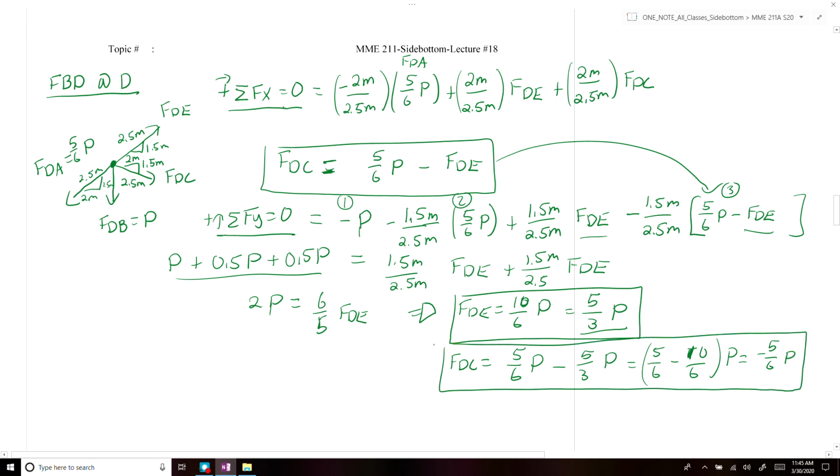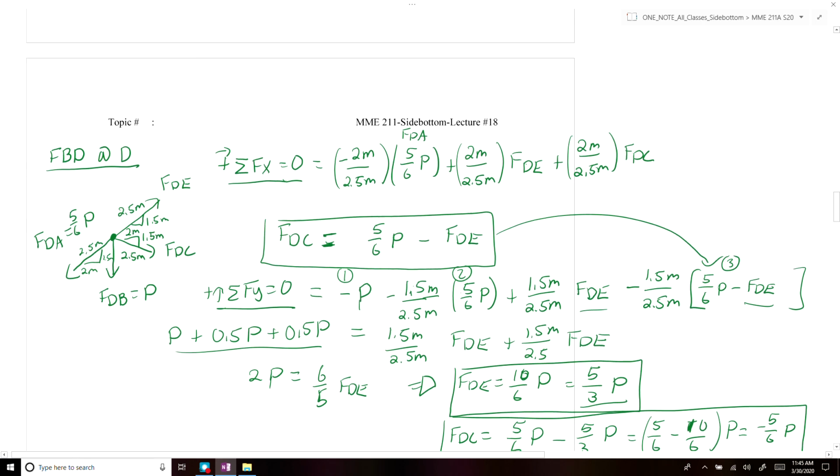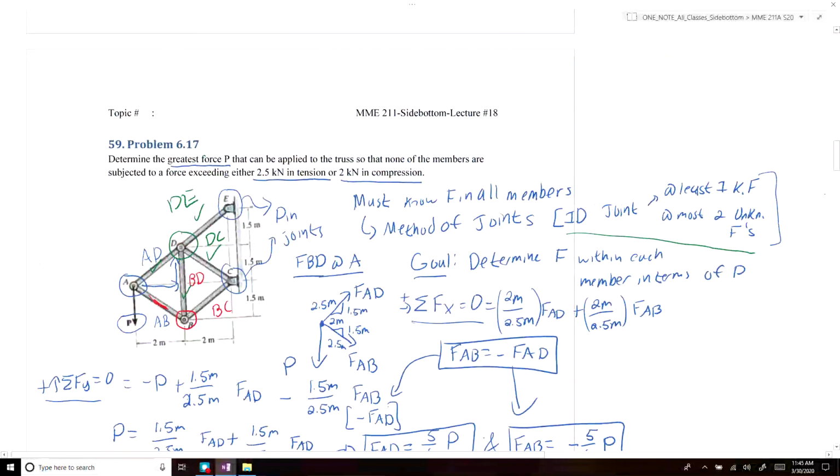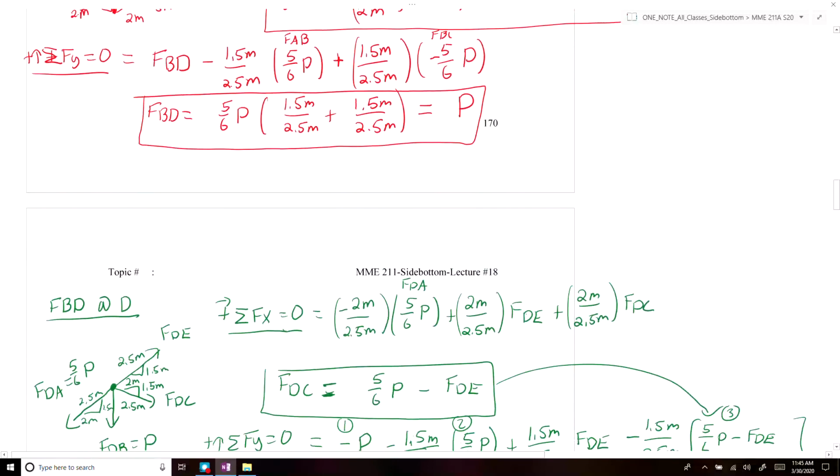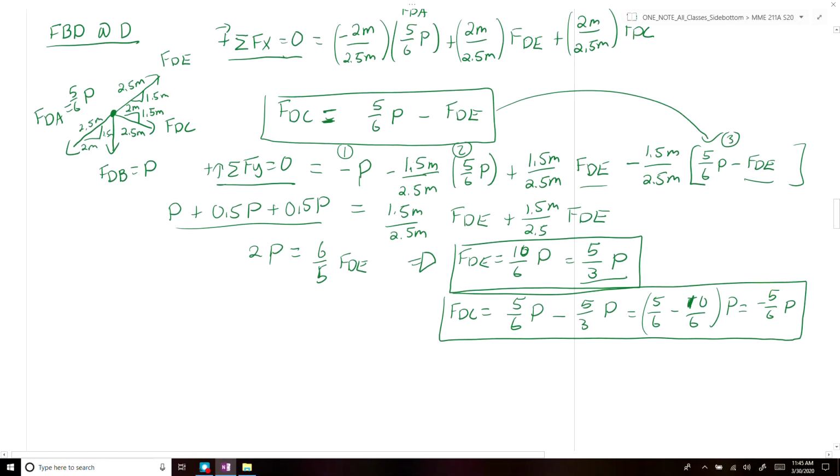Now if we go back to our original problem, the truss, we've actually solved for all of the members of the truss. Now that we know all the forces within all the truss members, we could solve for the reactions at the pin joints. If you wanted to do that, you would just have to draw the free body diagram of the pin joints, and you could solve those.